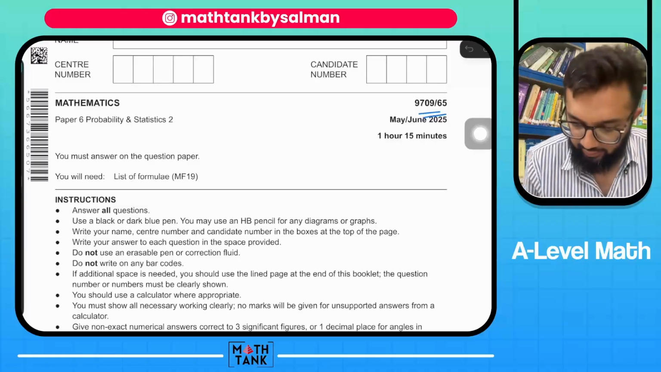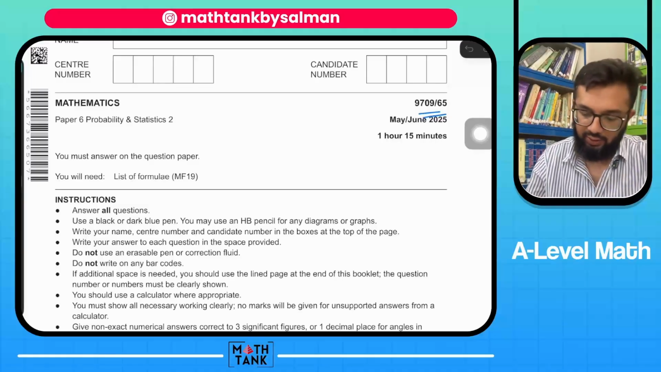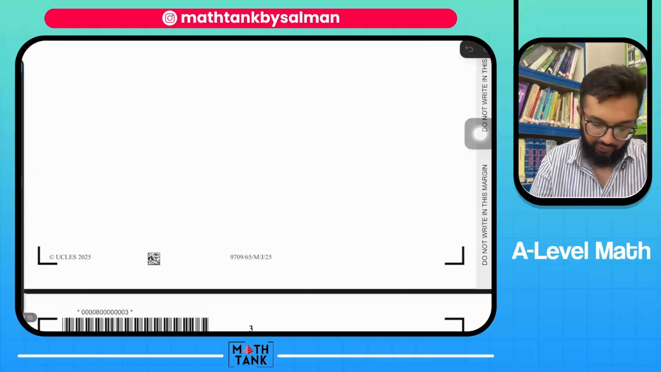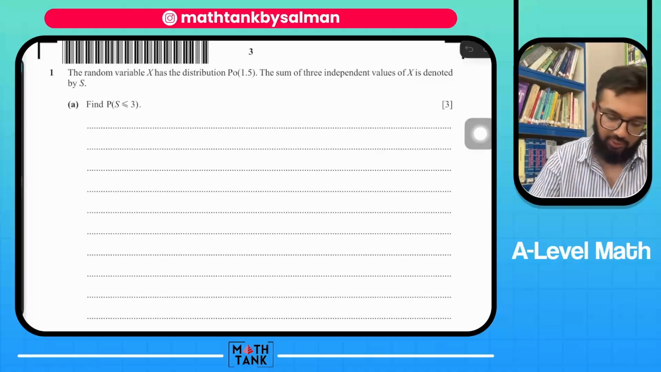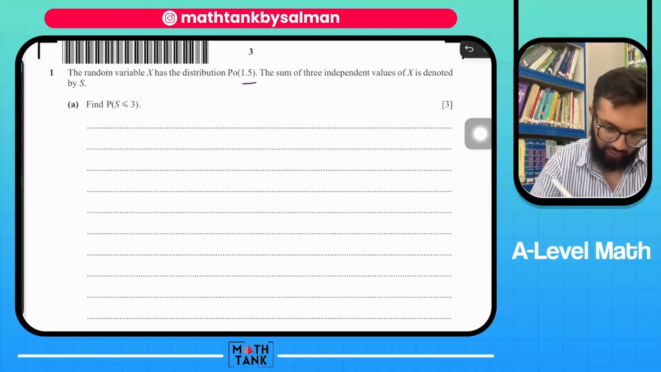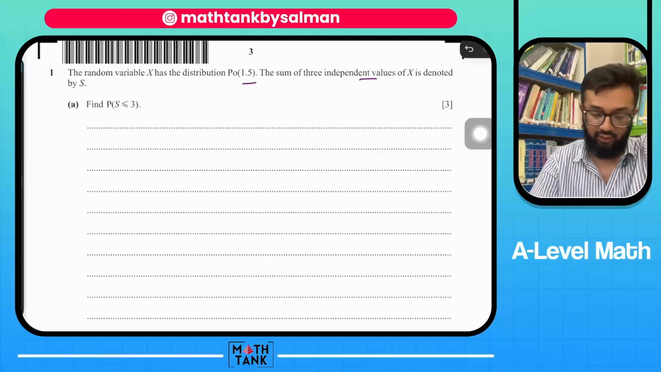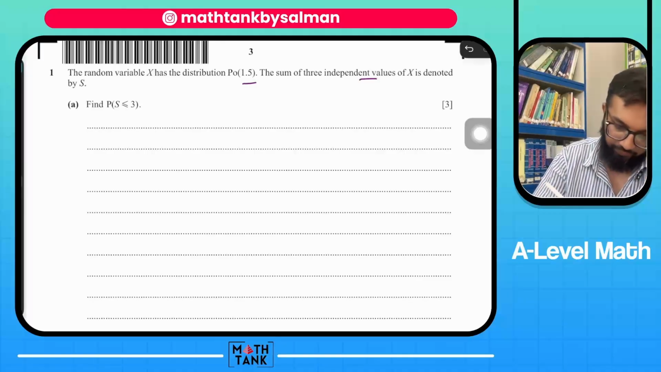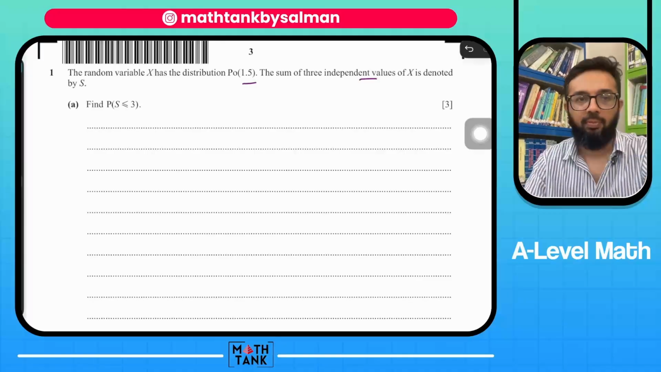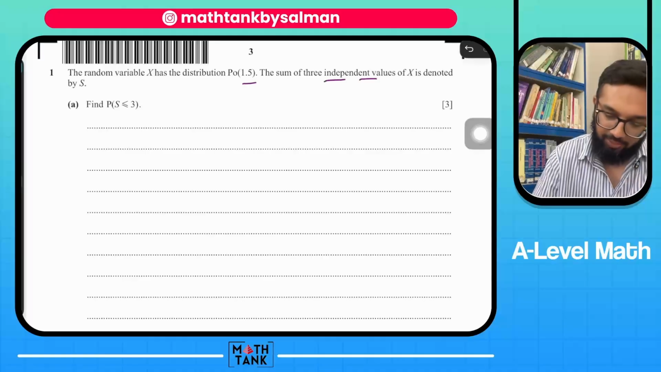Okay, let's begin. This is May June 2025. The variant is 65. Let's start solving quickly. The random variable x has the Poisson distribution. The sum of three independent values of x is denoted by s.